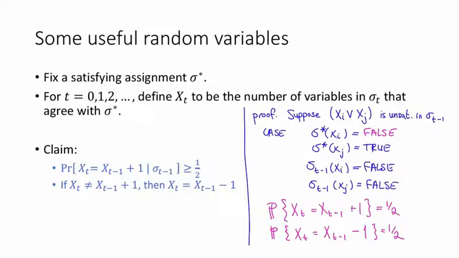Finally, we can look at the third possible case. That's the one where sigma star of xj is false and sigma star of xi is true. And then exactly the same logic will show that these conclusions still hold. So in that case as well, the claim holds. And these are the only possible 3 cases. So that proves the claim. Check.